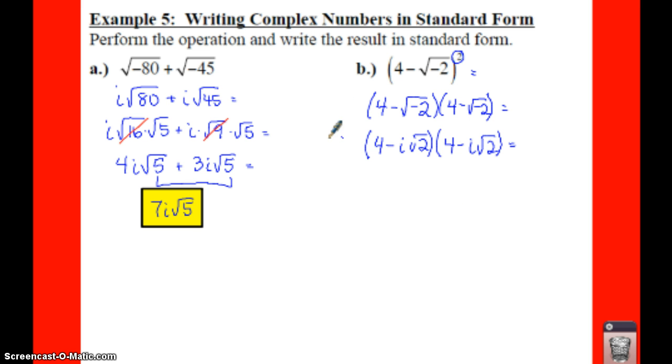So now we can FOIL. 4 times 4 is 16. 4 times a negative i radical 2 is a negative 4i radical 2. Same thing here. Negative i radical 2 times 4 gives us a negative 4i radical 2. Negative times negative is going to give us a positive. i times i is i squared. And then square root of 2 times square root of 2 is just 2.